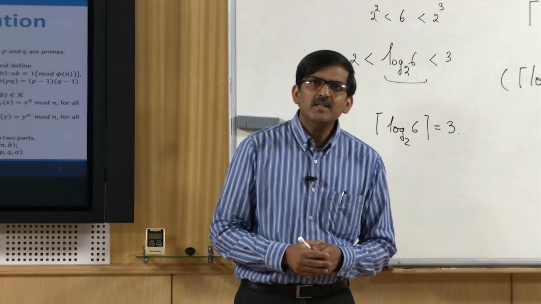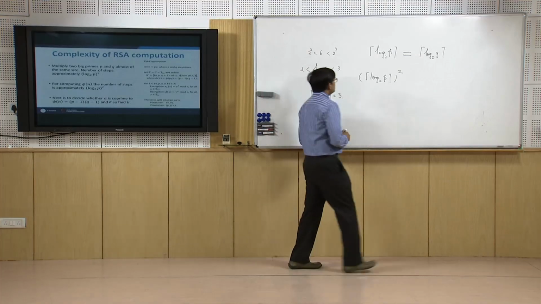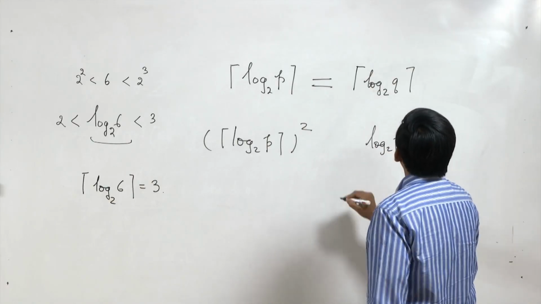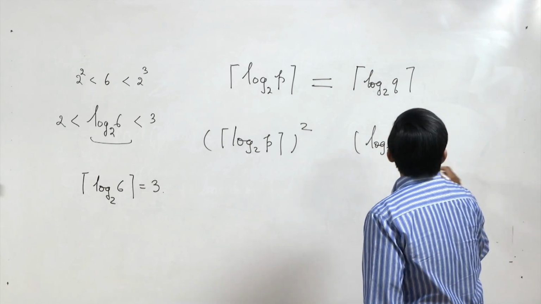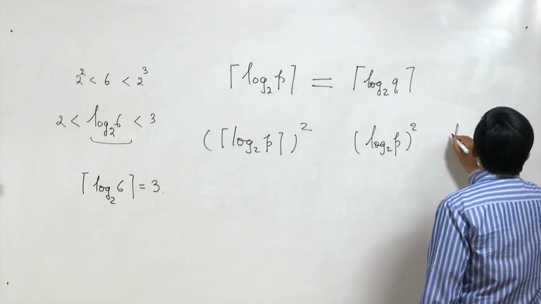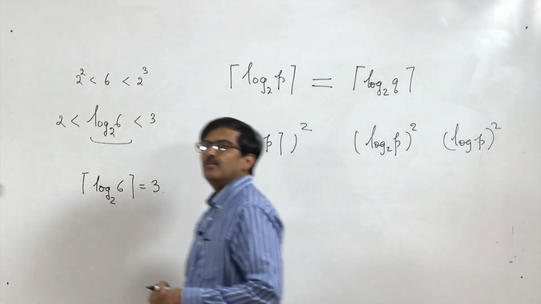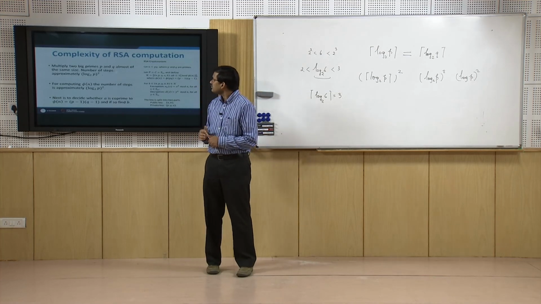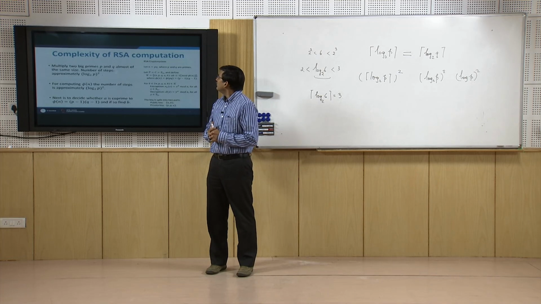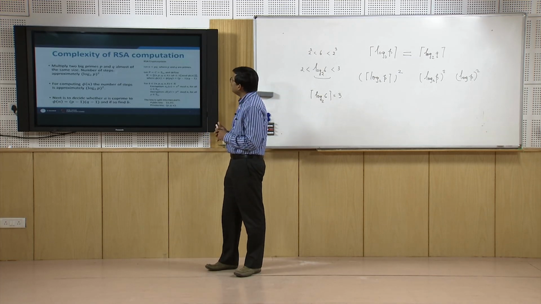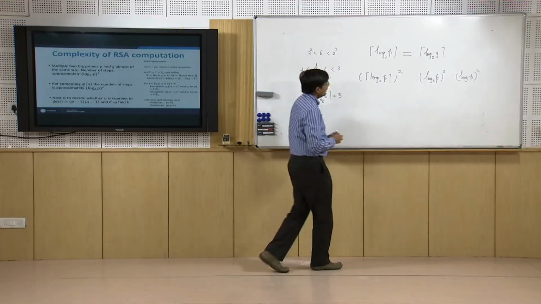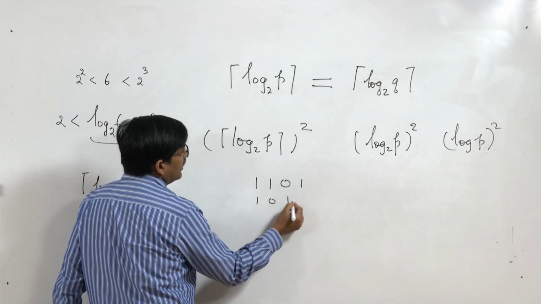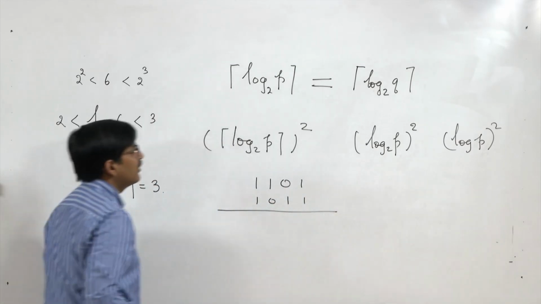Another thing that I am going to do in this lecture is to drop the ceiling sign. So, I will be simply writing log P squared, assuming that if I am not told otherwise, log P is always base 2. So, we have to multiply, and we will see that if we have two numbers written in binary, suppose 1101 and 1011, the question is how to multiply.